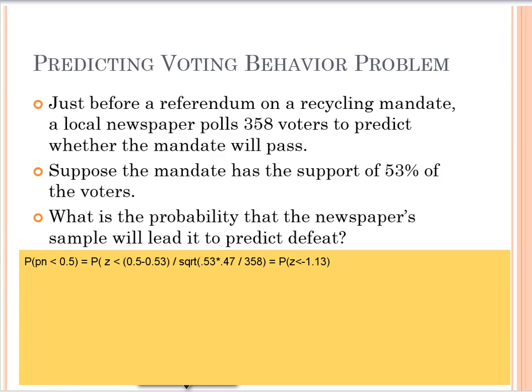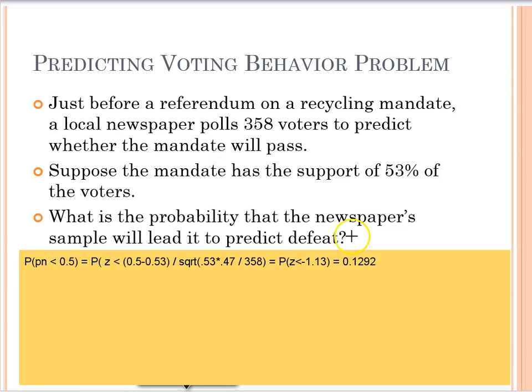So saying that z has to be less than negative 1.13 is equivalent to saying that the newspaper's sample is less than 50%. I can then look up this probability on my z-table or using a z-calculator, and when I do that, I get a probability of 0.1292. So that's my answer to this question. The probability that the newspaper gets it wrong and predicts defeat is pretty small. It's not unreasonable, but it's still quite small.